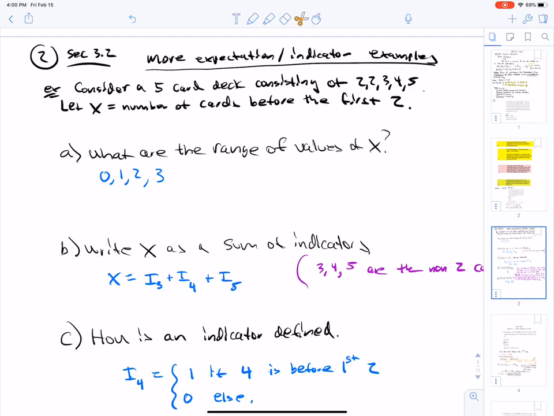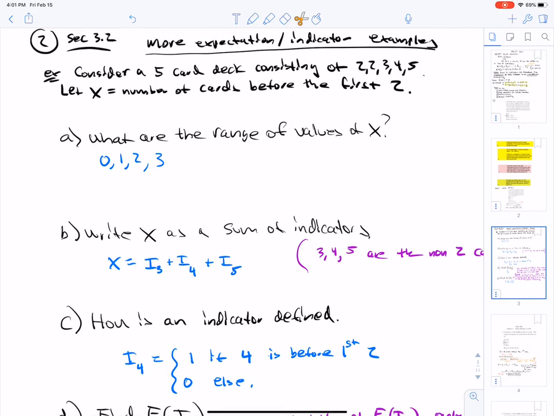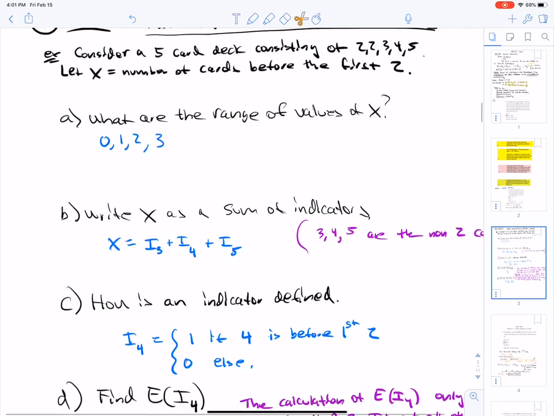Write x as a sum of indicators. So here, instead of the usual I1, I2, I3, I'll write I3, I4, I5, where 3 refers to the card that is 3, 4, and 5. So these are the non-2 cards. And notice that this x will take values between 0 and 3, so that looks right.